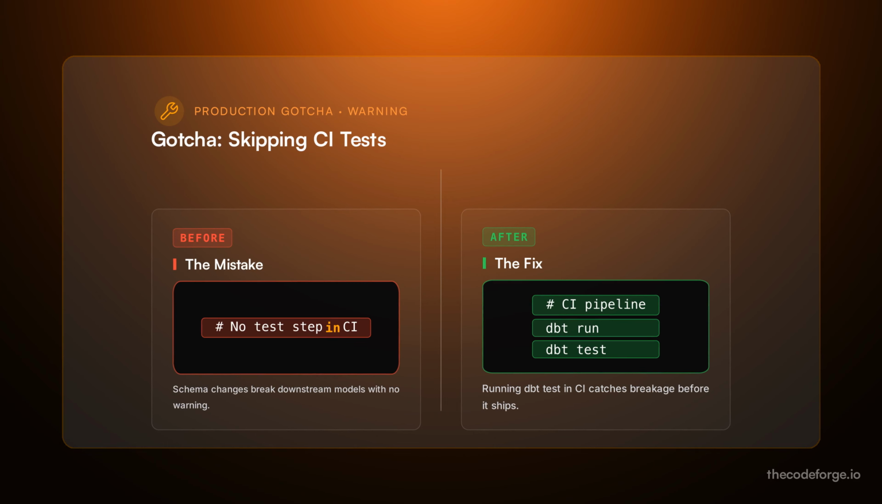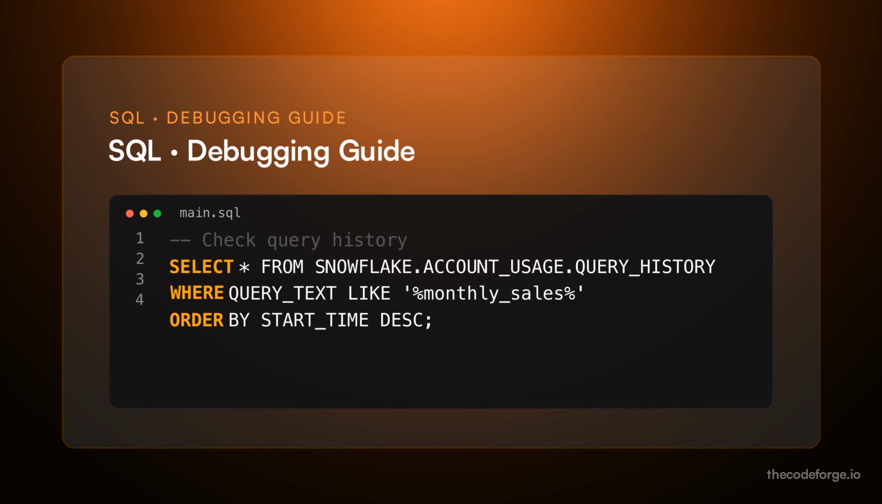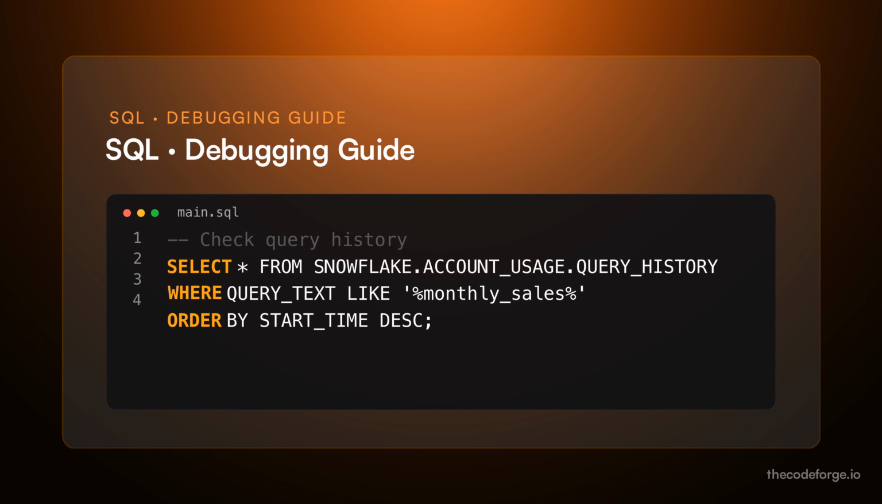Without it, schema changes can break downstream models without warning. When debugging, start by checking dbt run results and Snowflake query history. Use source freshness to detect stale data and time travel for rollbacks.